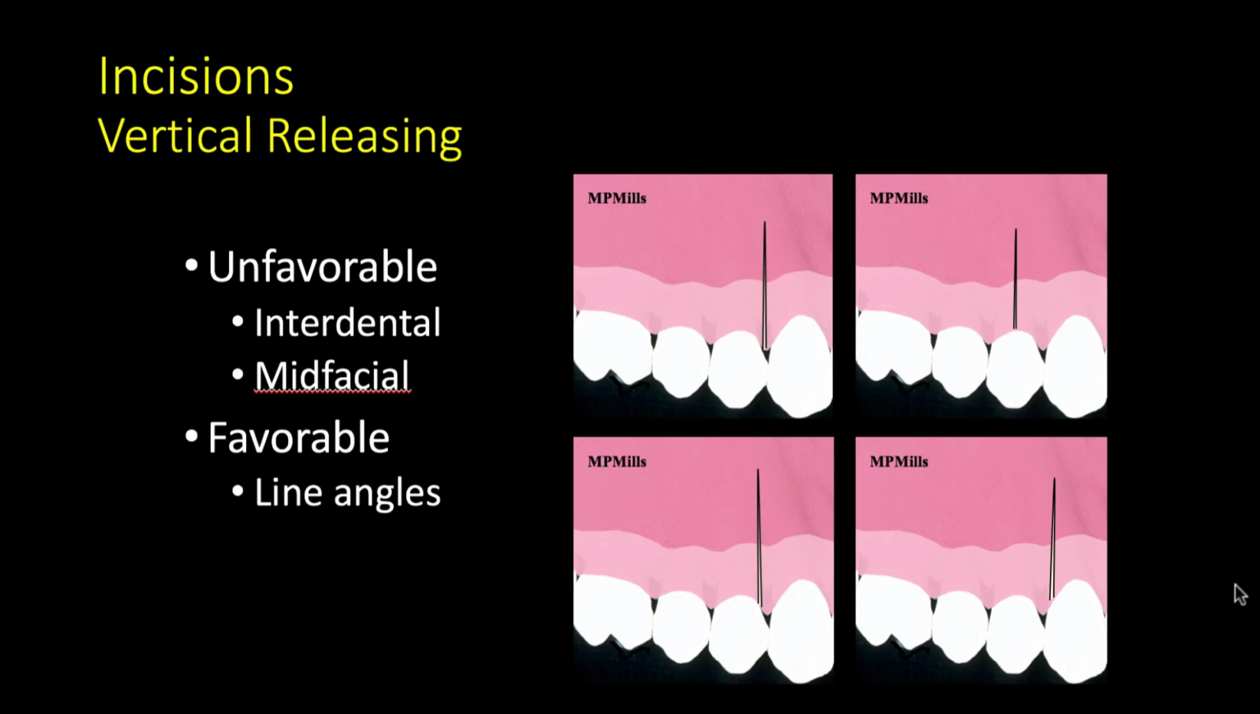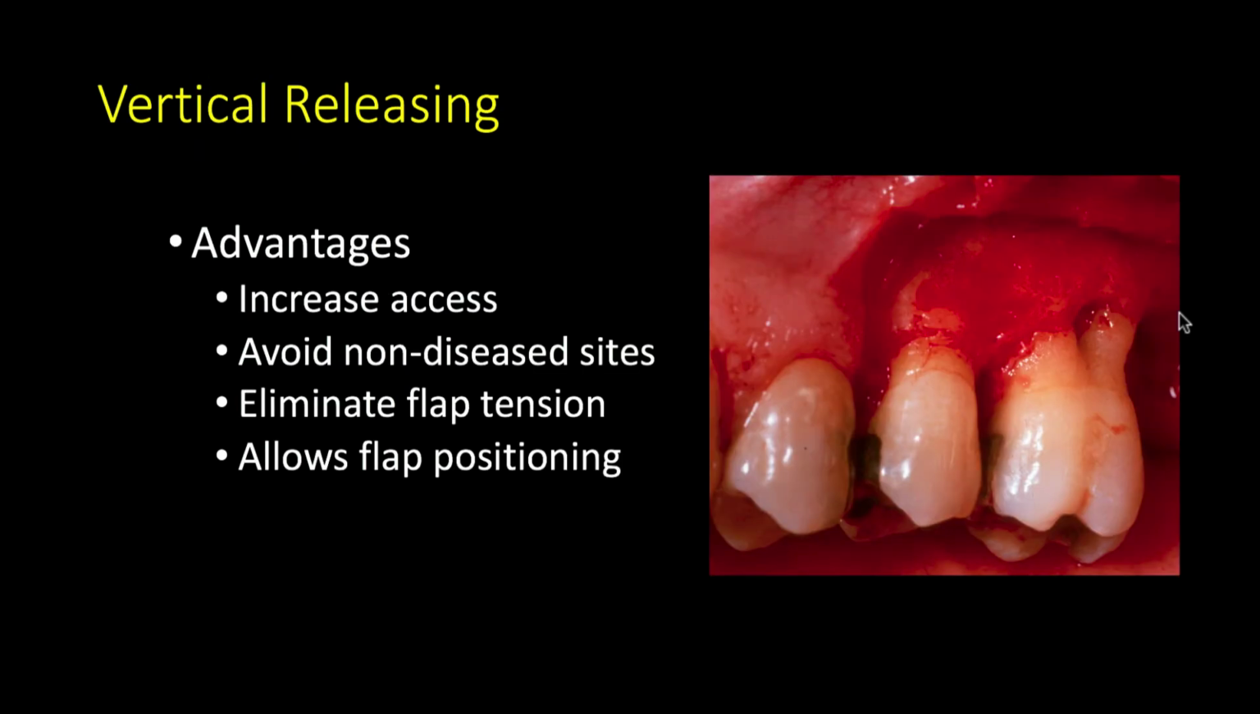Again, the favorable position for these are, as you see in these bottom diagrams, where they're placed at line angles. If they're placed interdentally or over a tooth root mid-facially, you run the risk of developing an area of recession or dehiscence. There are several things we have to think about, namely anatomy in the area when we're doing this. Again, we do these to increase access, avoid non-diseased sites, eliminate flap tension, and sometimes to help facilitate flap positioning.